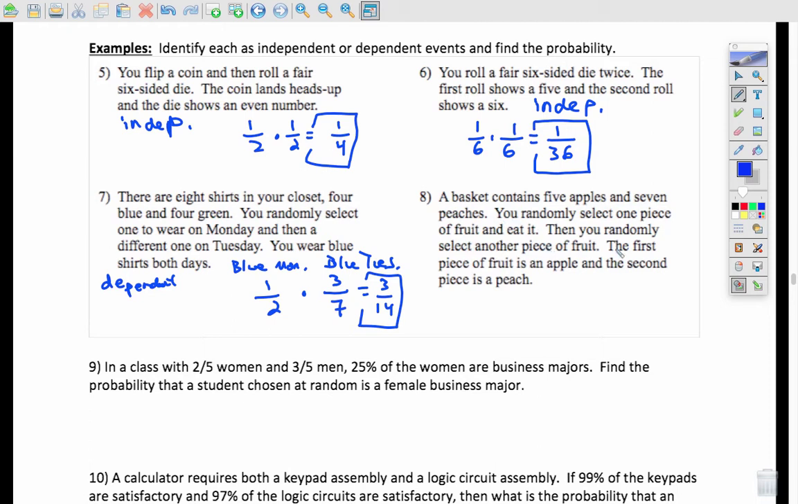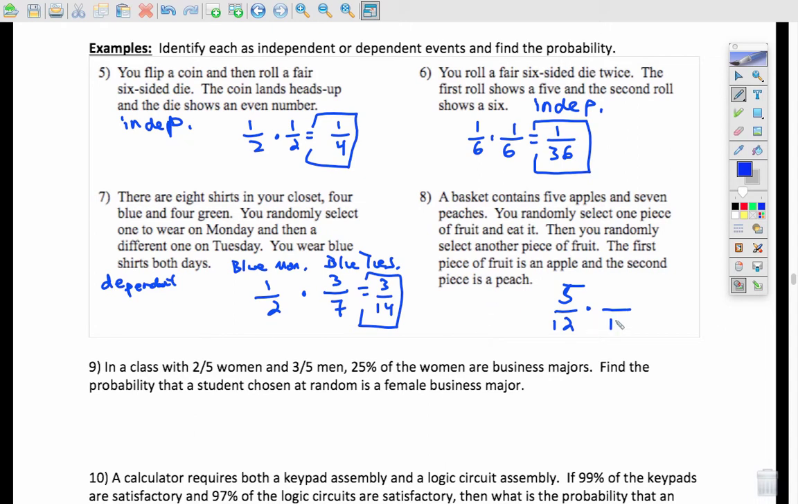Okay. All right. A basket contains 5 apples and 7 peaches. You randomly select one piece of fruit and eat it. Then you randomly select another piece of fruit. You want to find the probability that one is an apple and the second one is a peach. Well, finding the probability that the first piece of fruit is an apple shouldn't be too bad. There's 12 pieces of fruit altogether in this basket, and that's 5 out of 12.